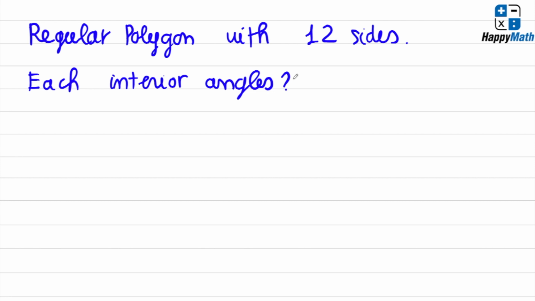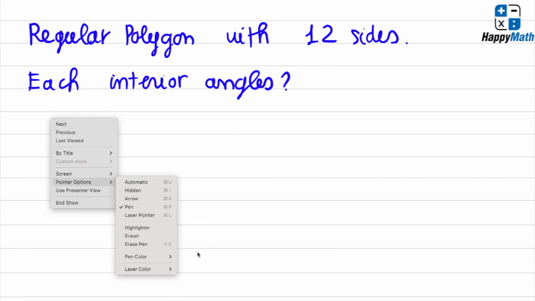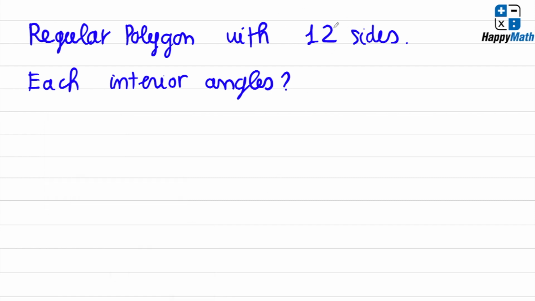For this question, we only have one question. Regular polygon with 12 sides, find each interior angle. That's all. So you should not immediately apply the formula for each angle. You can first understand the main point of this question. The main point is that the number of sides is 12. You got 12 sides. It means you have 12 angles.